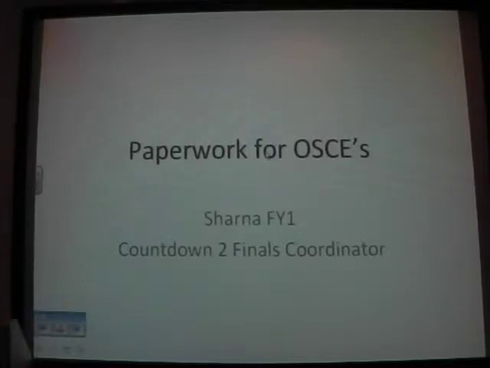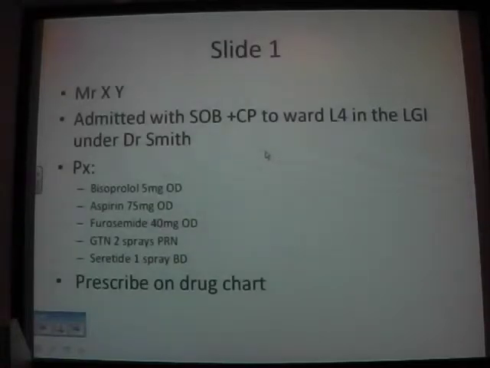So that's the point of this lecture, to iron out all the confusion and the little things, because I'm sure that a lot of you know how to do the basic stuff already. Okay, so we're going to work through cases just like you would have in your OSCE. So Mrs. XY was admitted with shortness of breath and chest pain to ward L4 in the LGI under Dr. Smith. These are all of her regular medicines.